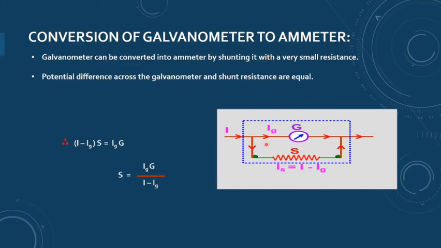But the potential difference is the same, since both are connected in parallel. So I can write I minus Ig into S equals Ig into capital G, or S equals Ig capital G upon I minus Ig. This is the formula which can be asked in numericals: what should be the value of the shunt resistance, and they may give you the range of the ammeter and the resistance of the galvanometer. Capital G here is the resistance of the galvanometer.